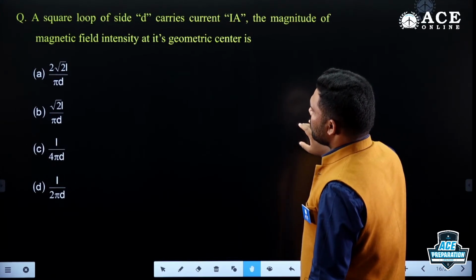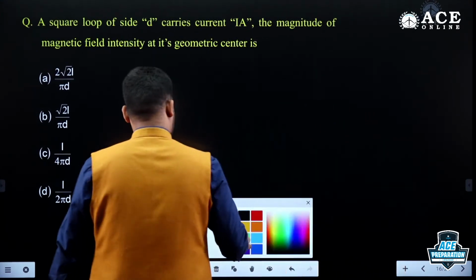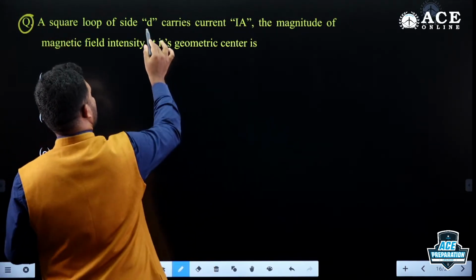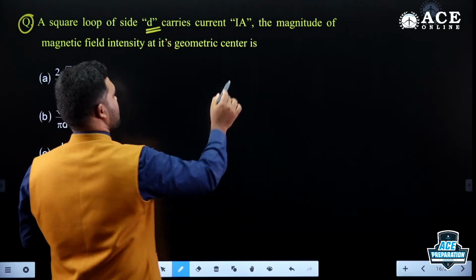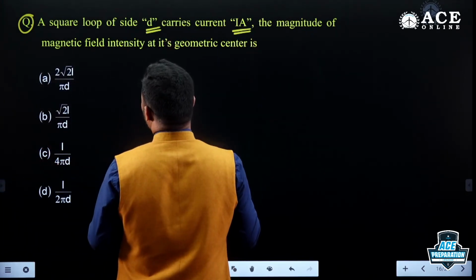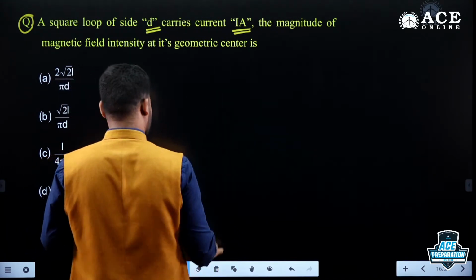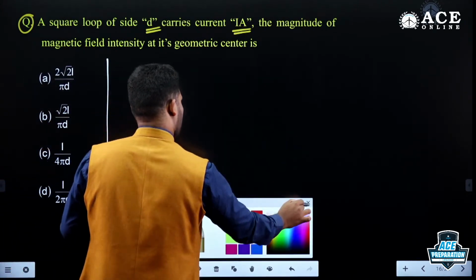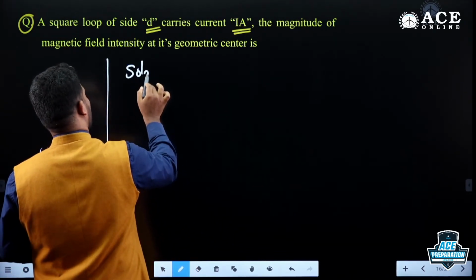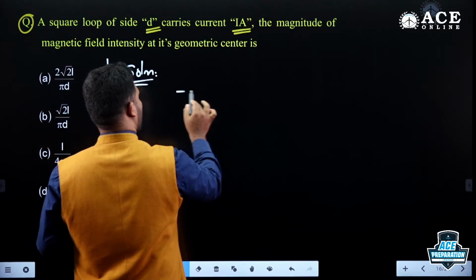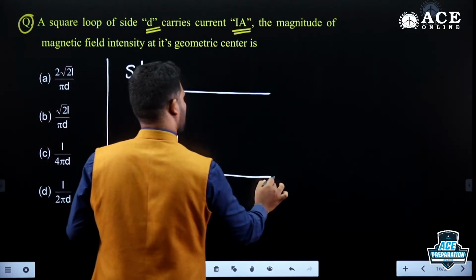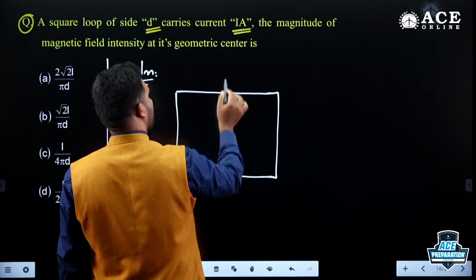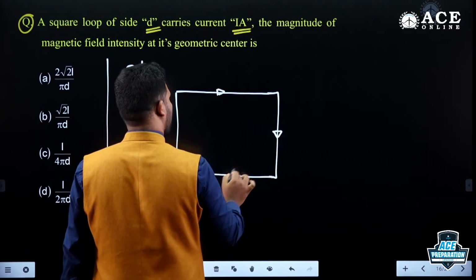Yes, here is a question. A square loop of side D carries a current I. The magnitude of the magnetic field intensity at its geometric center is. Options are given. Let us draw some diagram here. Here is a square loop. And how the current flows, he has not mentioned. There is some current flow. It may be clockwise or anti-clockwise, doesn't matter.